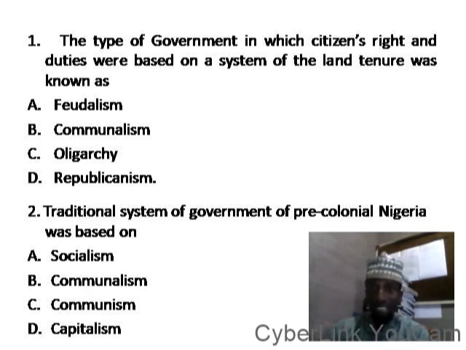Then we have oligarchy. Oligarchy is a government of few people. Under it, we have plutocracy, the government of the rich. Rich people are few compared to the poor people in the community. We have aristocracy, the government of the noble people, people of high status. They are very few compared to the masses.